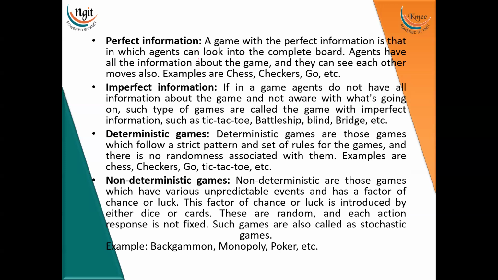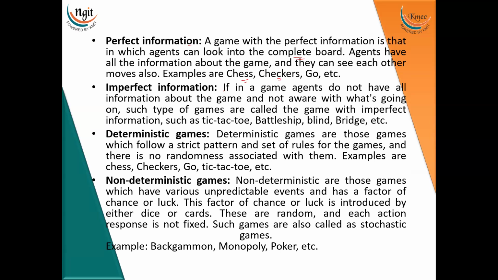So what are these different types of games? What is this perfect information? A game with perfect information is one in which agents can look into the complete board. Means agents will have all the information about the game, and they also see what moves each other is making. So examples you can take are chess and checkers.